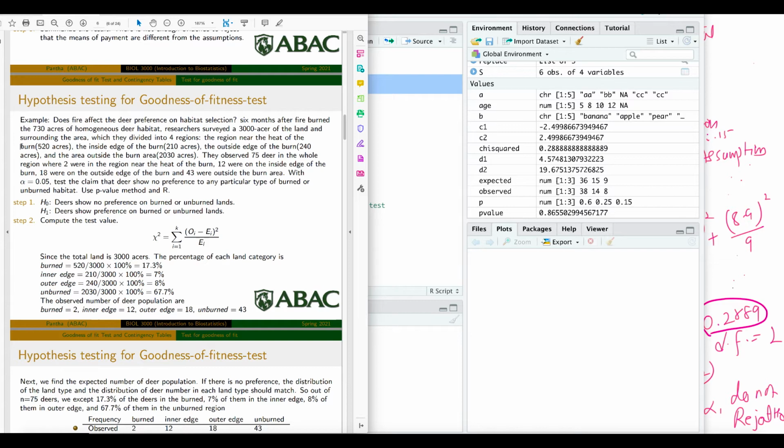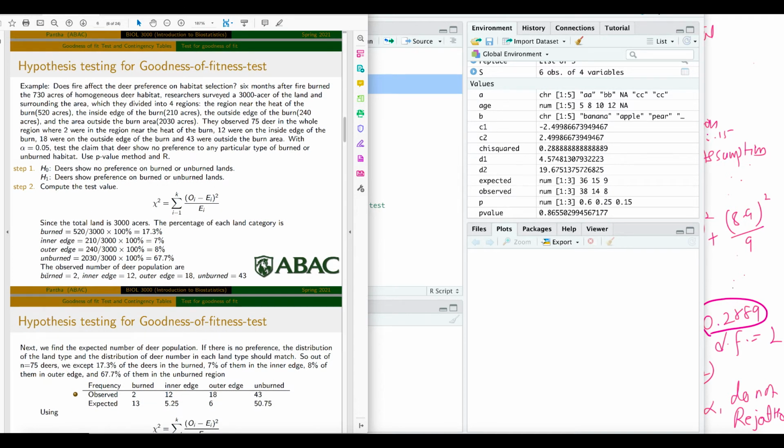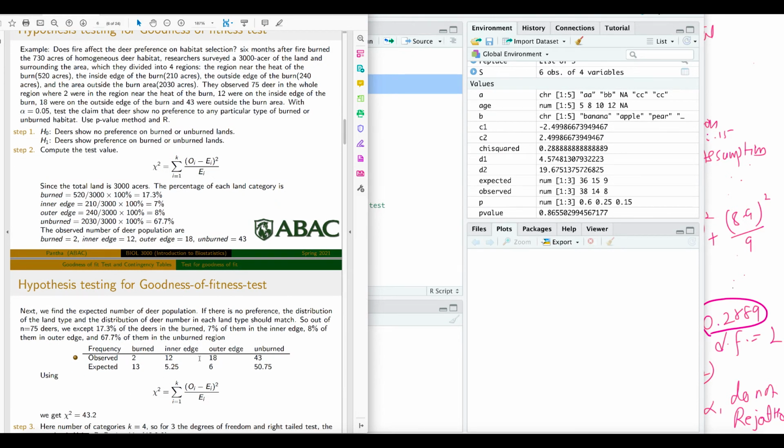So since the total land is 3,000 acres, I want to find out the percentage of each type. So near the heat of the burn, 520 acres. So 520 divided by 3,000 times 100%. That is 17.3%. Another is 7%, 8%, 67.7%, and so on. Now, the number of deer in each of those categories is given there. So that is the observed one, right? 2, 12, 18, and 43.